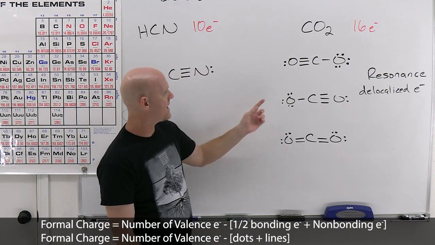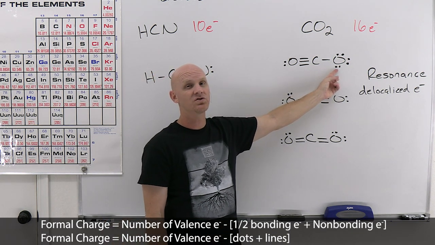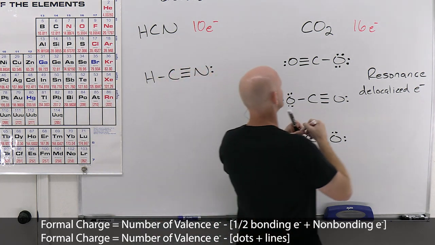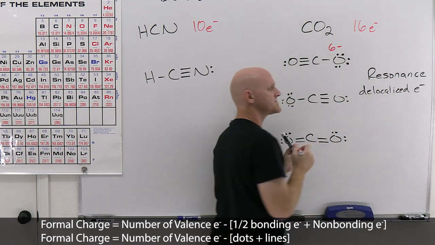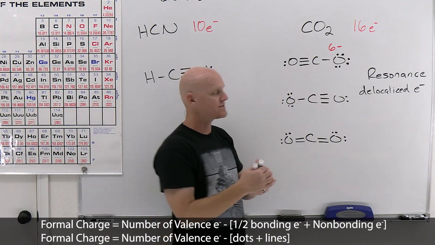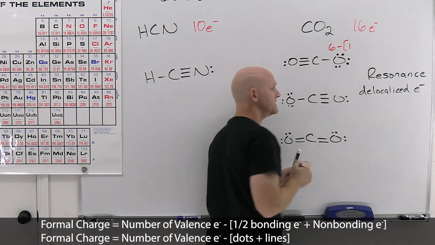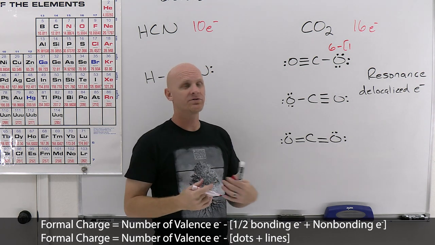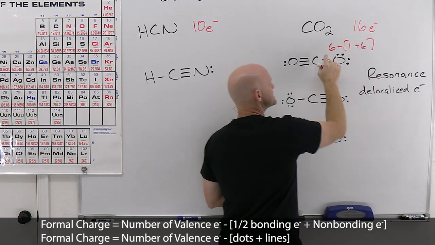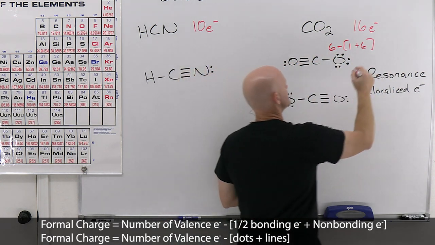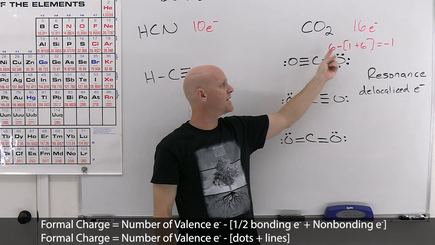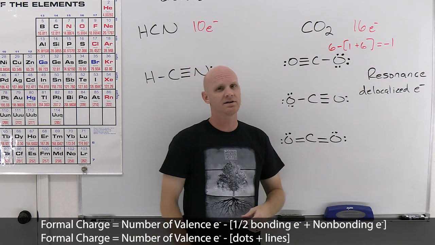So we apply this to say oxygen over here in this structure. Oxygen's normal number of valence electrons is 6, based on where it is on the periodic table. So we'll start with that 6, and then we'll subtract half of his bonding electrons. He's got one bond, that's 2 bonding electrons. Half of that would be just 1. And then also all of his non-bonding electrons, and he's got 6 of those. So we'll do 6 minus a total of 1 plus 6, which is going to get us to negative 1. So again, it's the normal number of valence electrons minus half the bonding electrons and the non-bonding electrons.